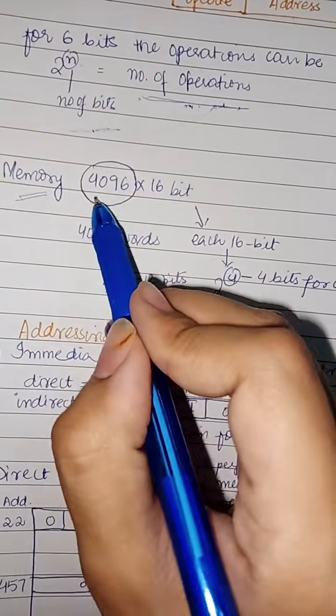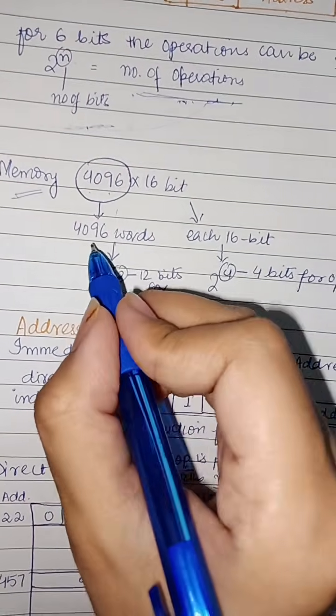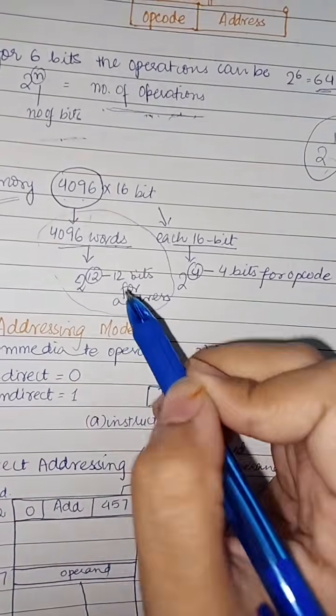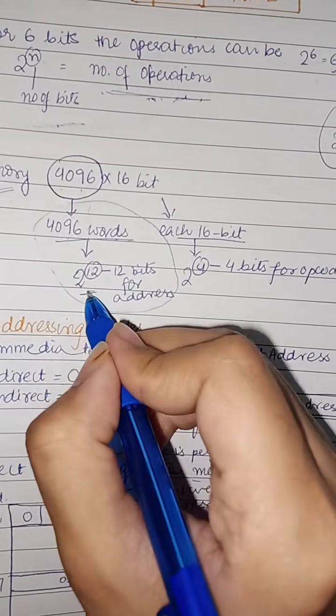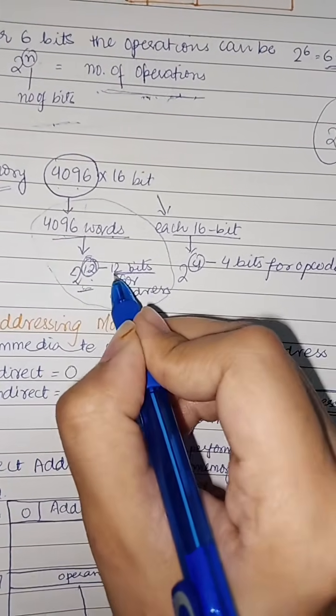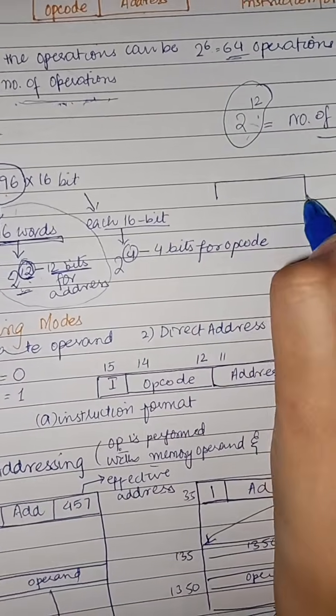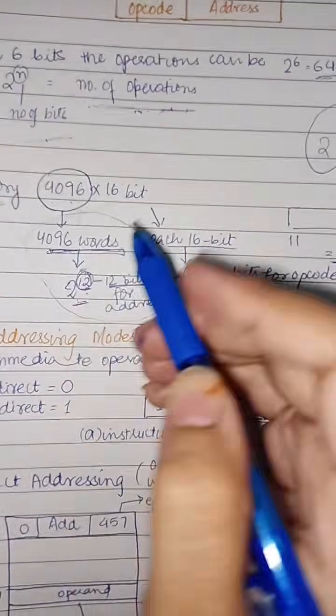We have a memory, and the size of the memory is 4096 by 16 bit. This means that there are going to be 4096 words, and each word is going to be 16 bit. How do we tell how many bits would be required in our instruction format if the words are 4096? There's a simple formula. 2 raised to the power x would be the number of bits we assign for the representation of 4096 words. So 2 raised to the power 12 is equal to 4096. Therefore, we're going to give 0 till 11, a total of 12 bits, to the address of these words.